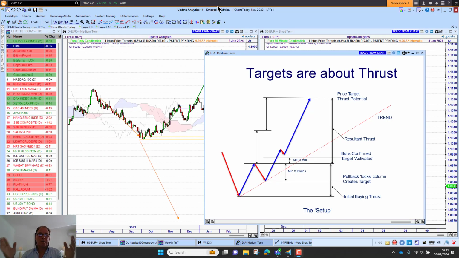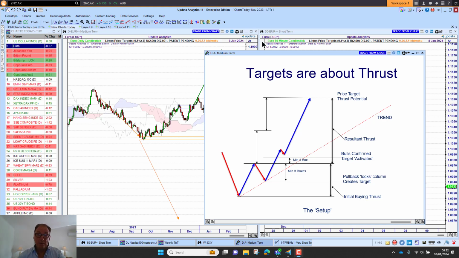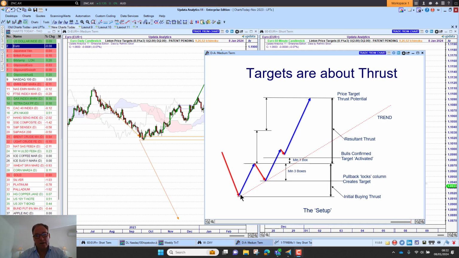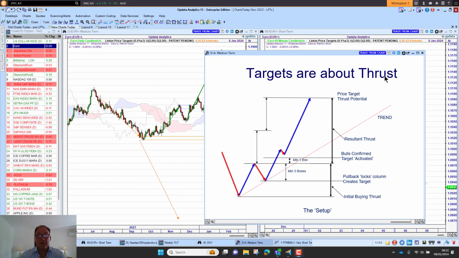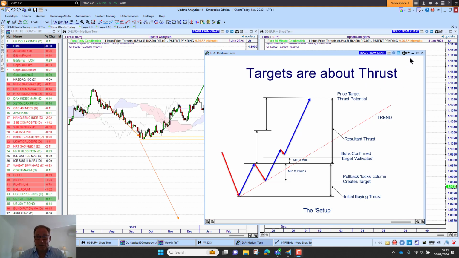So I'm back in my room, and hopefully that rather visual description of how the targets work helps people understand them. But here is the diagram. You get that initial thrust off a low, a pullback by more than 3 units, a thrust to a new move, and then that's the target. That generates the target. And lots of Updata people are using these now, and I'm getting lots of great feedback. So hopefully you're enjoying using the targets.